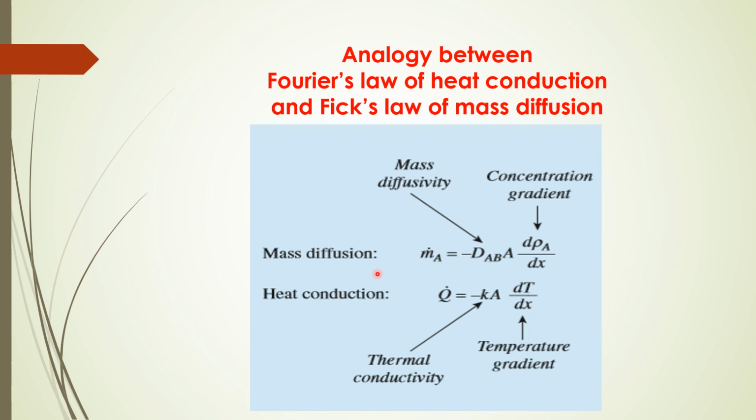Similarly, in mass transfer, the rate of mass transfer is directly proportional to the concentration gradient. So the equation is mass transfer rate m dot A equal to minus DAB into A into d rho A by dx. In heat transfer it is the temperature gradient, in mass transfer it is the concentration gradient. In heat conduction the constant is thermal conductivity, in mass diffusion the constant is mass diffusivity. Thus heat and mass transfer are analogous to each other.